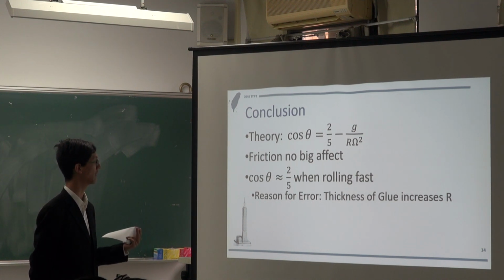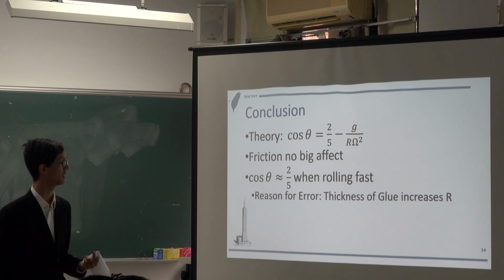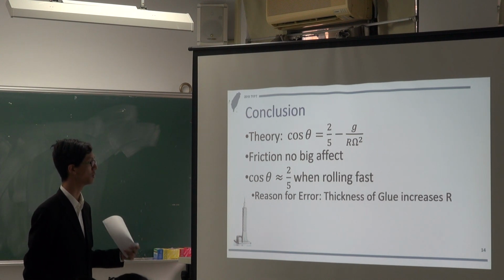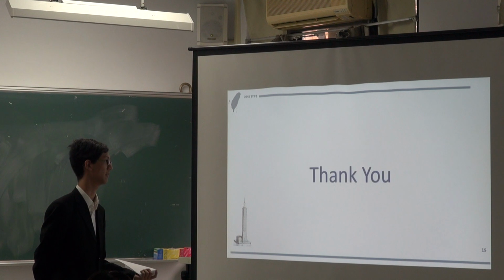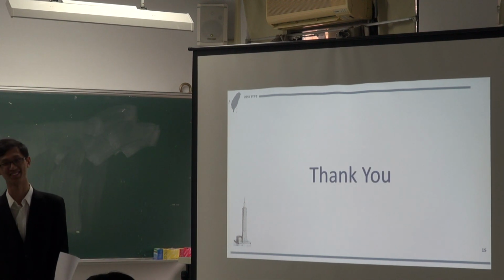And when it is rolling fast, what we concluded is that cosine theta is close to 2/5. And that concludes our presentation.